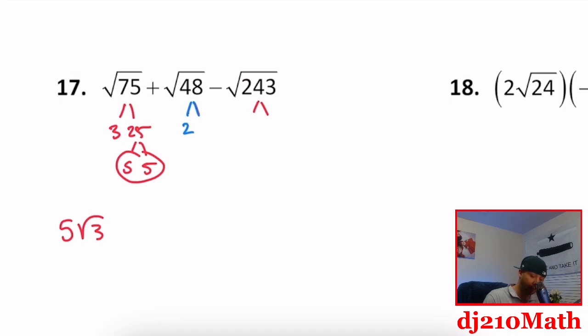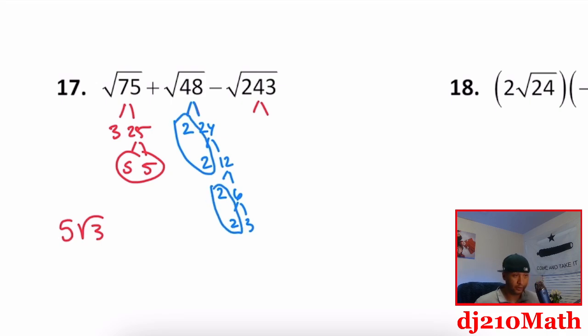48 is 2, 24, 2 and 12, 2 and 6, 2 and 3. So the pairs here, 2, another 2. So a 2 is going to come out, then another 2 is going to come out, and then those 2's multiply to make 4. 2 times 2 is 4. 3 is left behind.